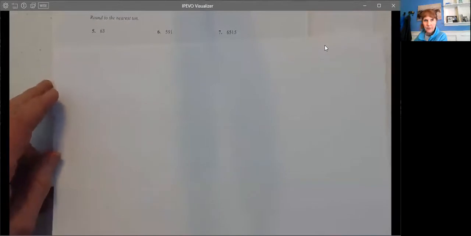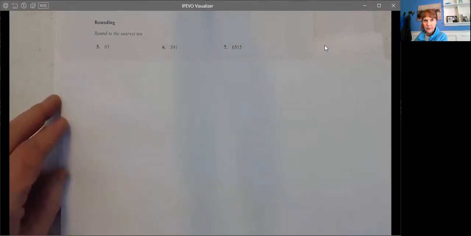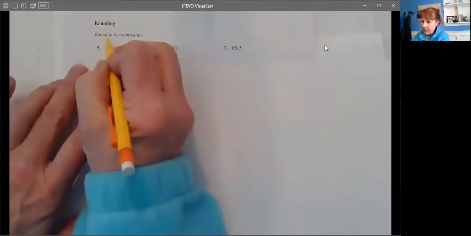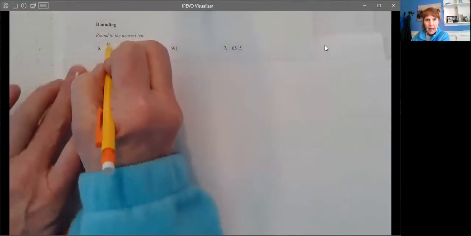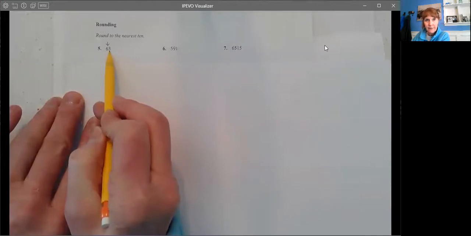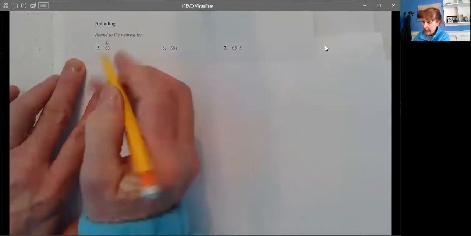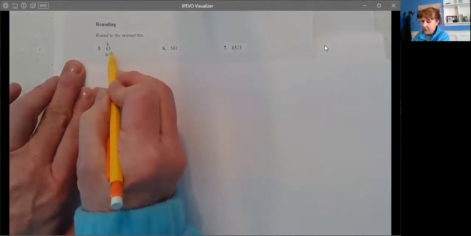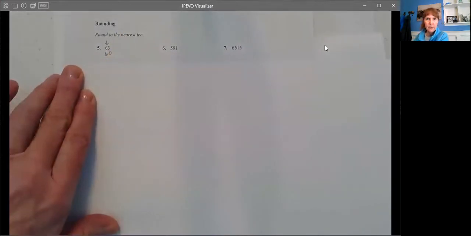Let me turn this over. All right. So let's go through these right here. Let's take number 5, for instance. If we want to round that to the nearest 10, we go to the 10 and you look to the right. Since it's less than 5, we would leave the 6. And then what comes after are zeros. So the answer would be 60.